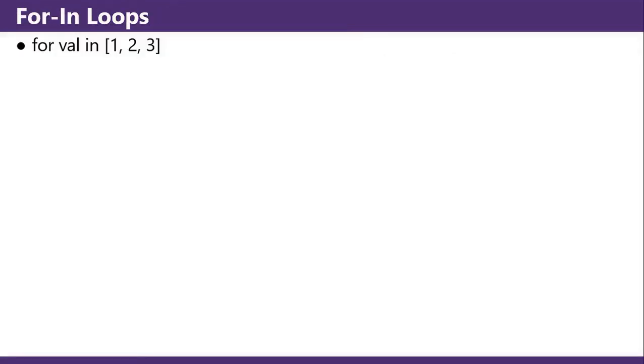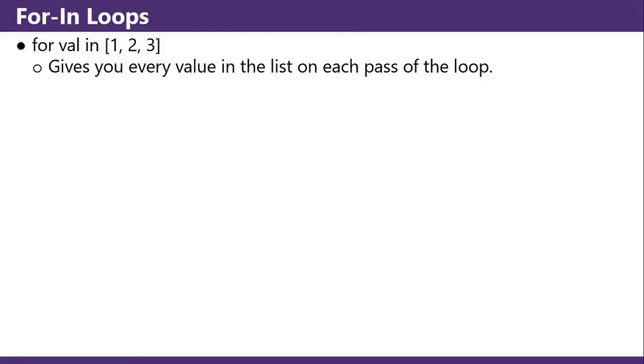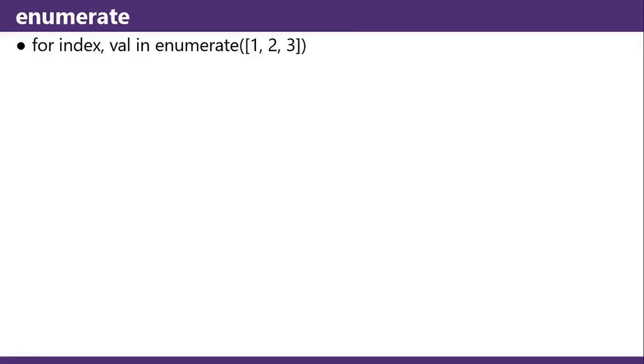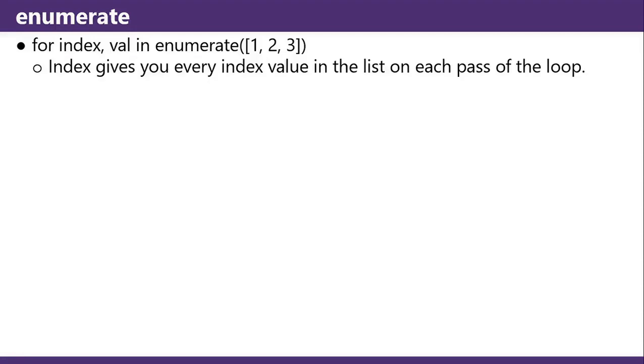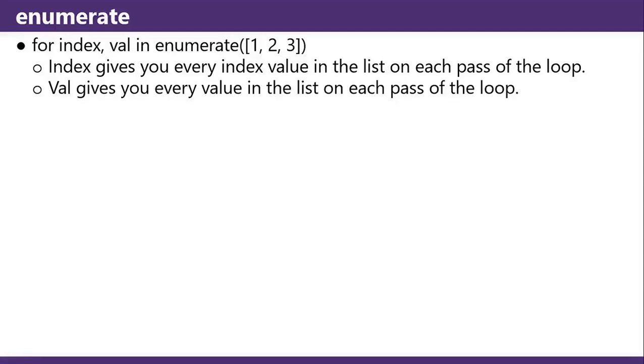For-in loops, for val in [1, 2, 3], gives you every value in the list on each pass of the loop. Enumerate, for index, val in enumerate([1, 2, 3]). Index gives you every index value in the list on each pass of the loop, and val gives you every value in the list on each pass of the loop.